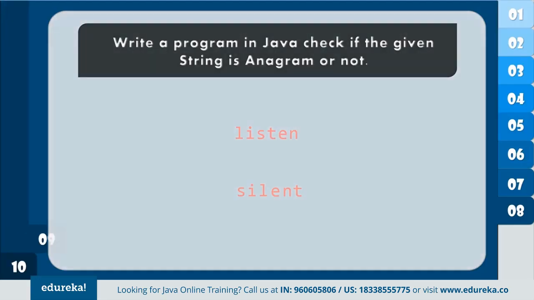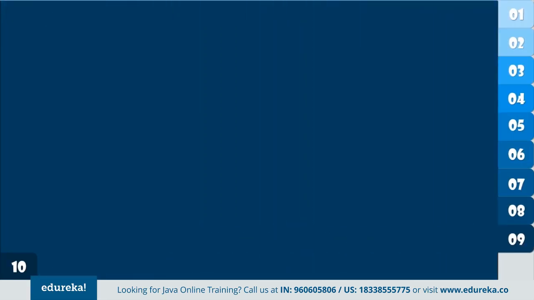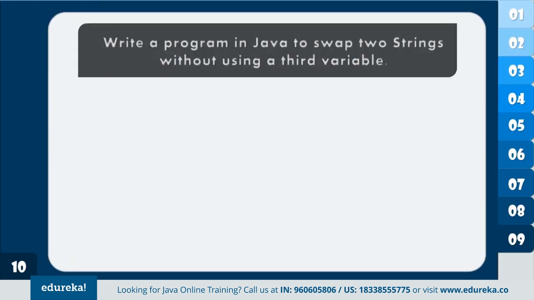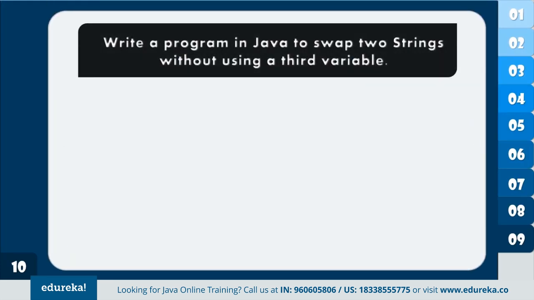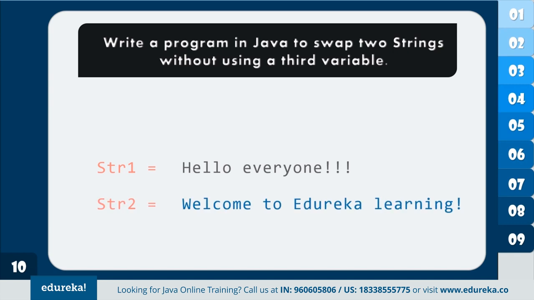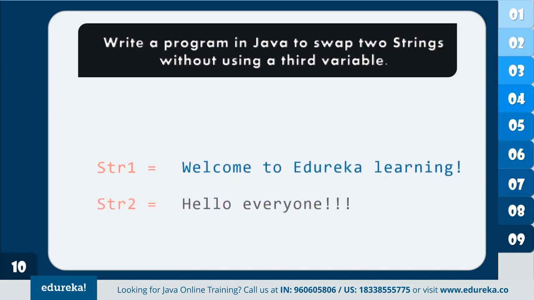Simple. Let's move further and understand the 9th program on the list. The question here is to write a program in Java to swap two strings without using a third variable, that is, for example, without using a temp variable. So I have two strings like hello everyone and welcome to Edureka Learning. When I swap, both the strings should be swapped like this. Let's understand the code logic behind this.